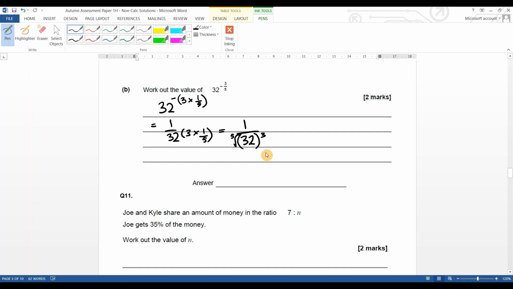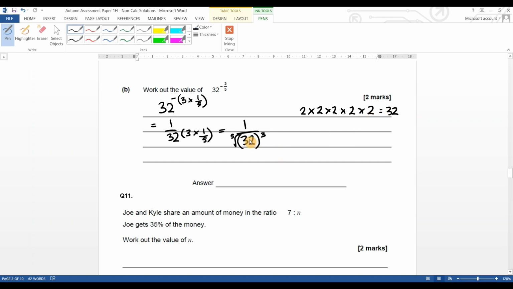So what does that actually mean, the fifth root? Something times something times something times something times something gives you 32. Let's start with the 2 times table. What is 2 times 2 times 2 times 2 times 2? Does that actually equal 32? Let's check. 2 times 2 is 4, 8, 16, 32.